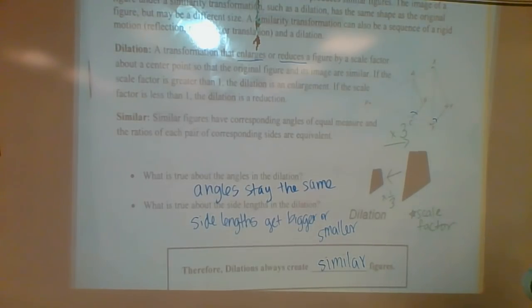If you think back to yesterday, congruent is when they stay the exact same size. Today, when it gets bigger or smaller, that's what we call similar. It's still the same shape, but not the same size.